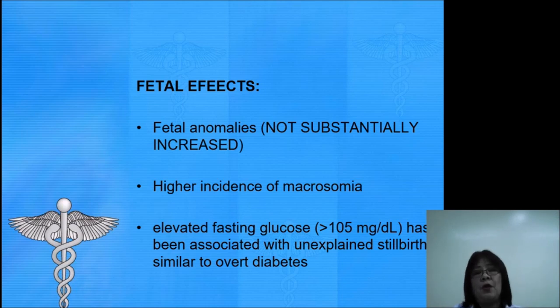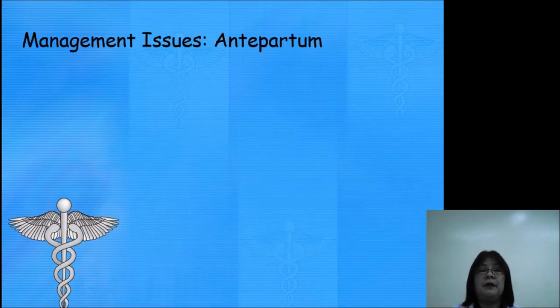How about fetal anomalies? Just like in overt DM, it is not substantially increased with regards to gestational DM. But you have a higher incidence of macrosomic babies. Elevated fasting glucose of more than 105 milligrams per deciliter has been associated with unexplained stillbirth, similar to overt diabetes. So, how are we going to manage our patient?